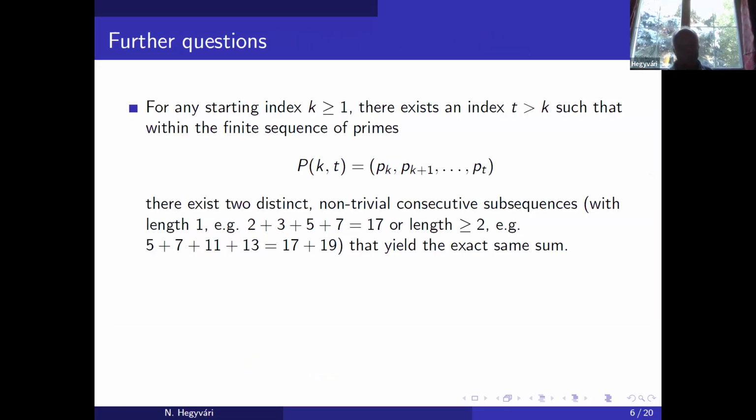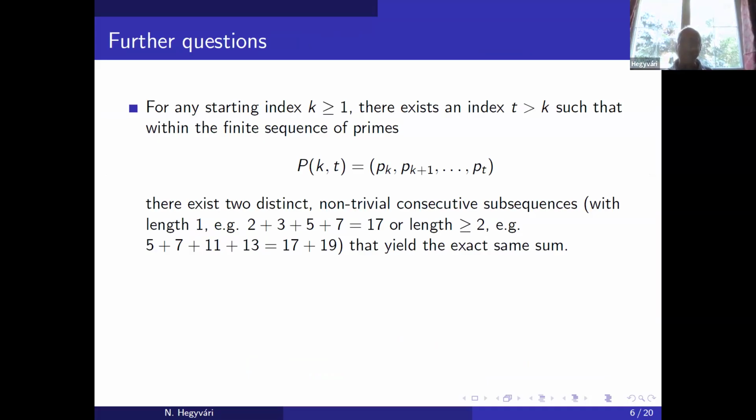I made some further questions. I hope, okay, I'm not sure that it is also an easy question. So let us take an integer k, a fixed k. And the question is: is it true that there exists a t bigger than k?